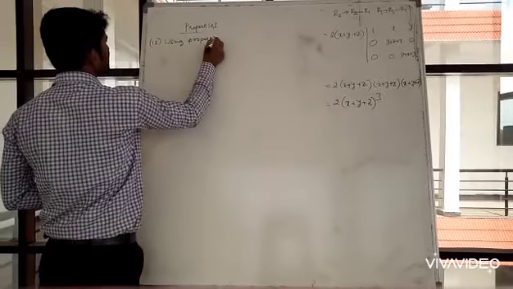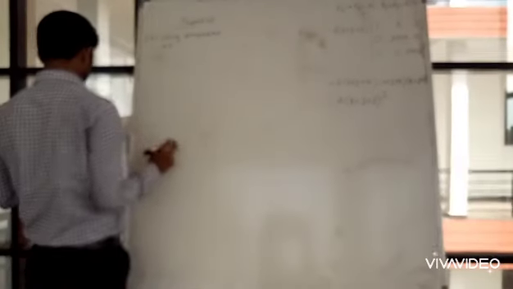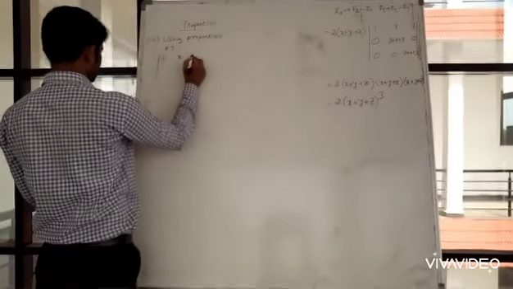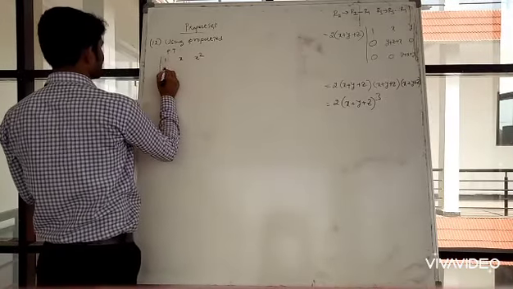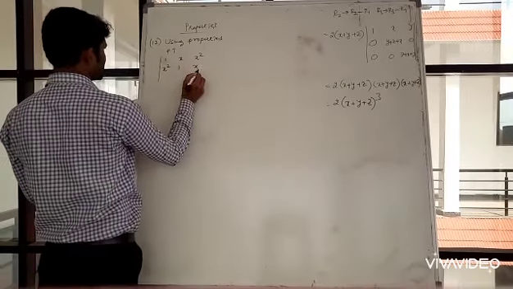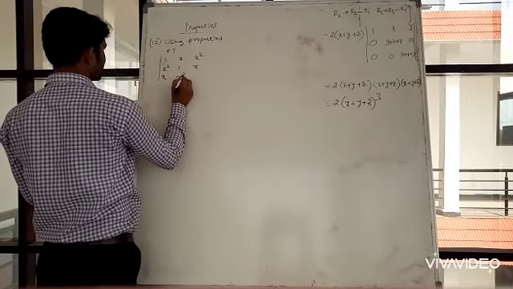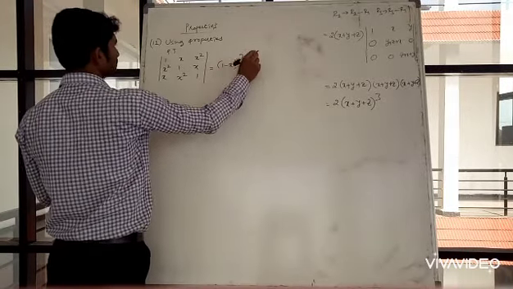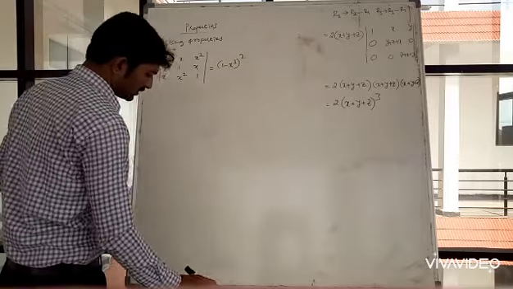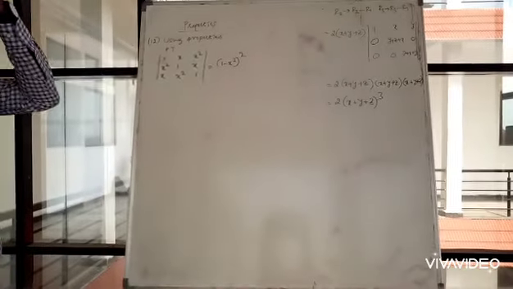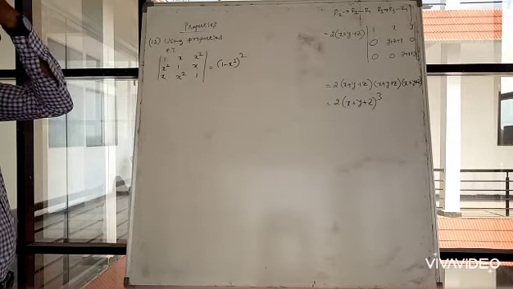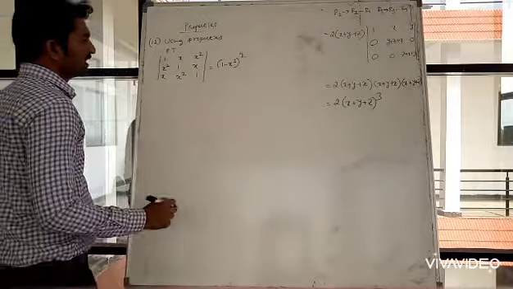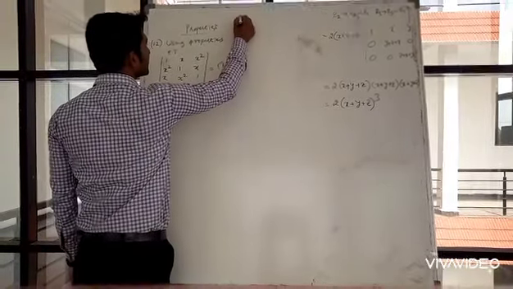Using properties, prove that the determinant of 1, x square, x; x, 1, x square; x square, x, 1 is equal to 1 minus x cube whole square. Okay, 1 minus x cube is required. So for 1 minus x cube, you should know the formula of a cube minus b cube.